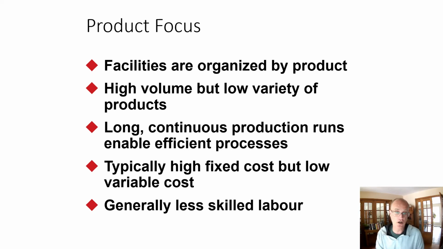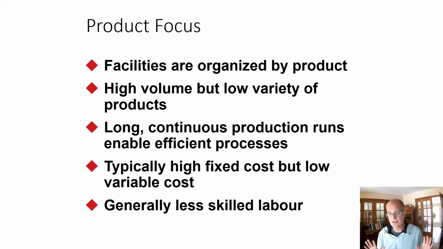I mean, if you think of a car assembly plant, the differences in most cases may be no more than color, and any customization happens at the end of that process. You have long continuous production runs that enable efficiency because you're doing the same thing over and over again. And these are typically high fixed costs because you've got a lot of equipment but low variable cost, and generally less skilled labor because individual people on that production line are doing the same thing over and over again.